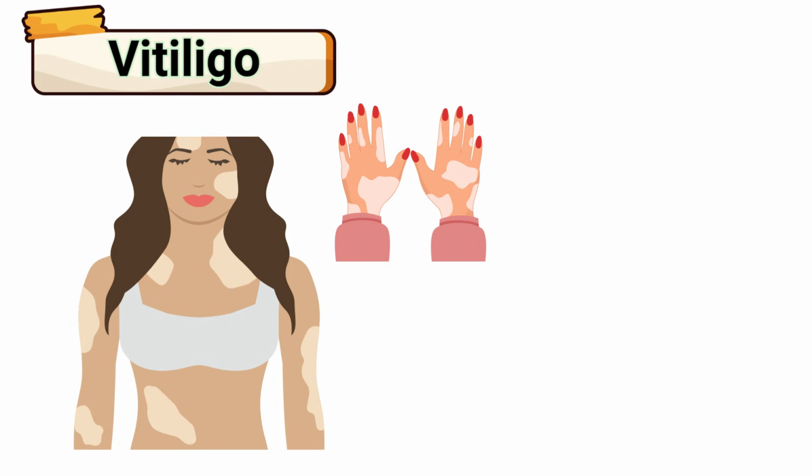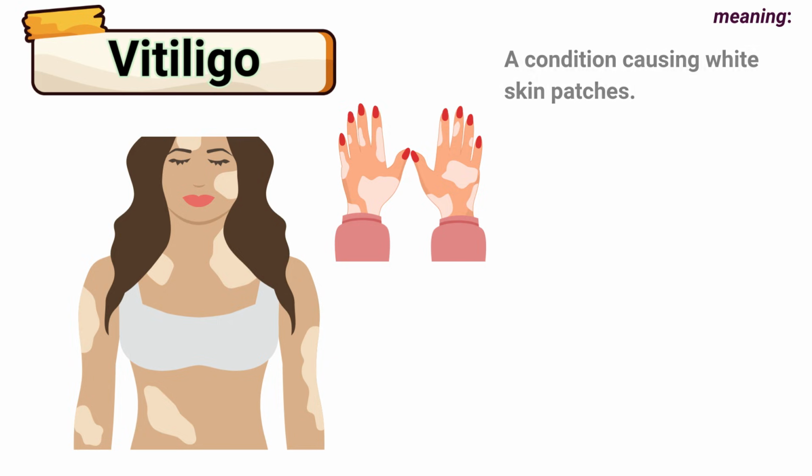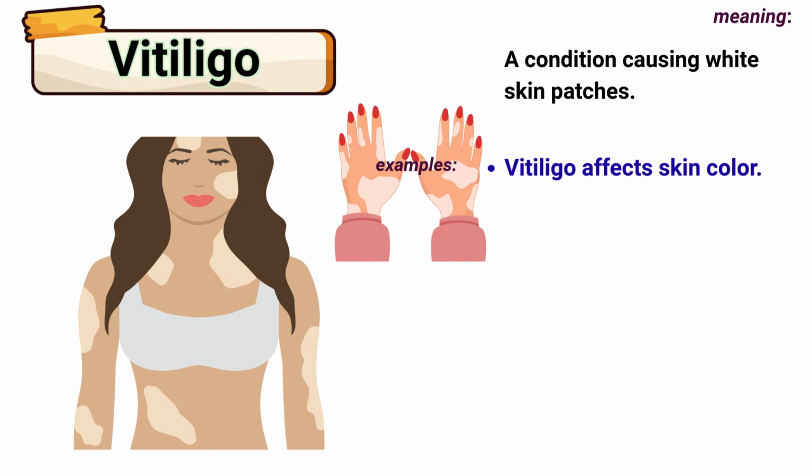Vitiligo. A condition causing white skin patches. Vitiligo affects skin color. The doctor explained vitiligo treatment.